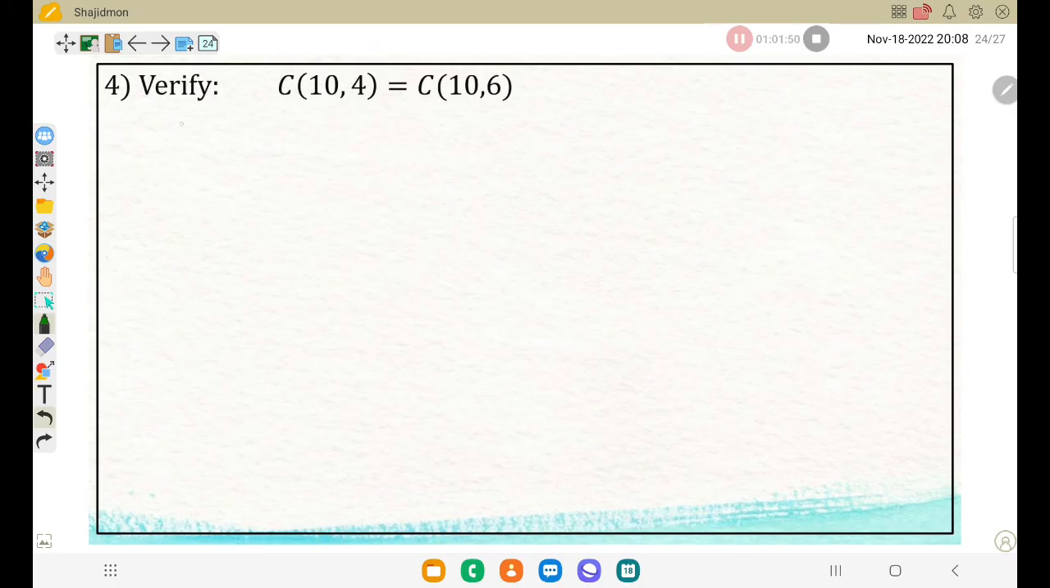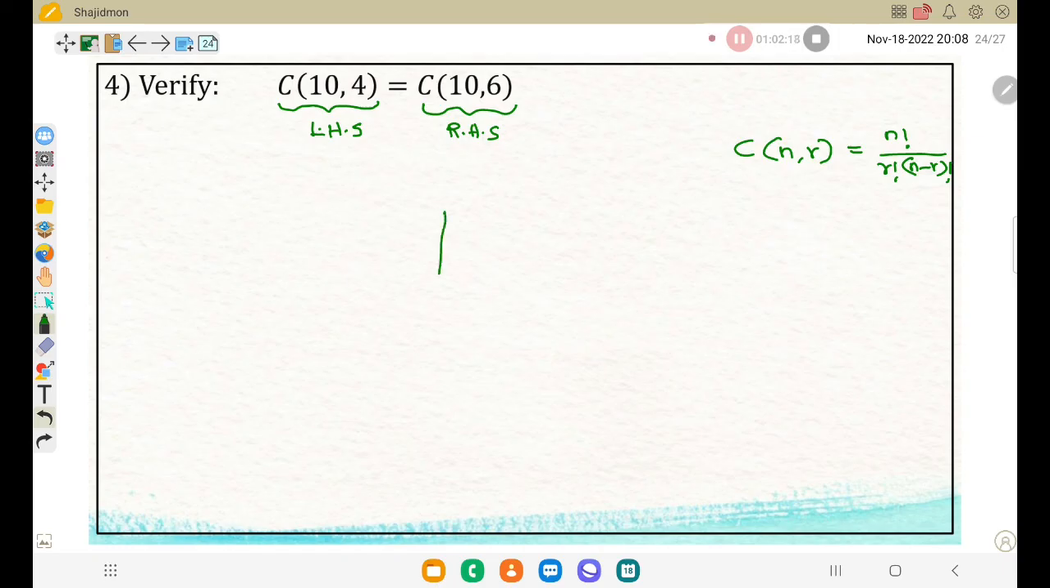Verify, check: 10C4 equal to 10C6, that is the question. 10C4 equal to 10C6, both are the same or not? You can check the left hand side and the right hand side value, whether both are the same or not. You know the rule, combination of n r means, what is the rule? n factorial divided by r factorial multiply n minus r factorial. For example, when we are doing left hand side and right hand side separately, the answer will be the same, correct?